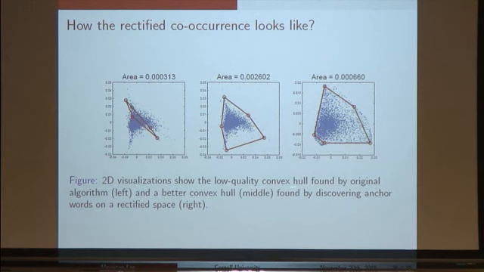Whereas if I rectify the space like this, and then choose 5 different anchors in the rectified space, it corresponds to these 5 points. And if I map these 5 points into the original space, it looks like this. So as you can see, the coverage is much higher, and it can explain the rest of the words as a convex combination better.